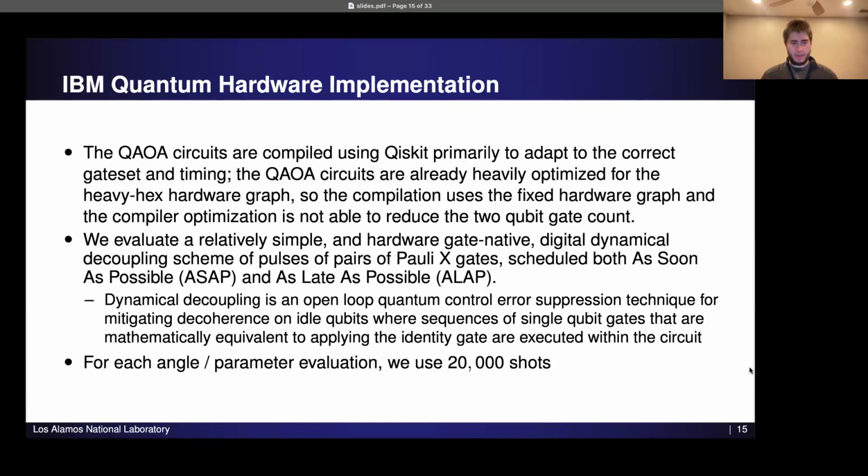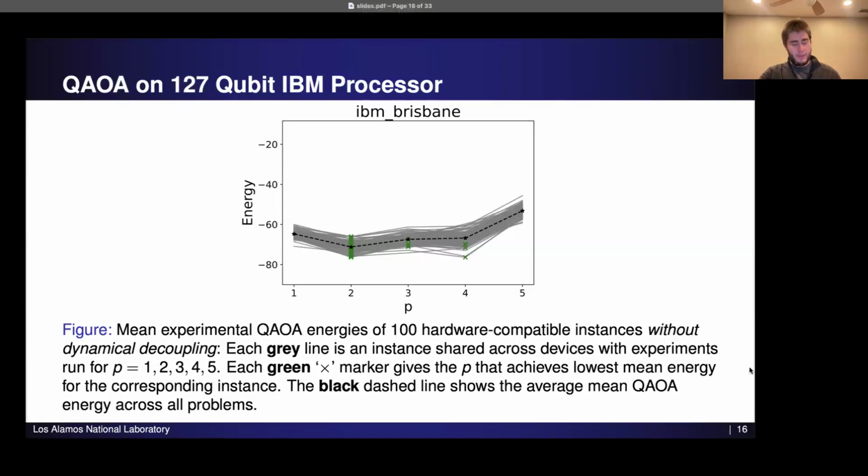Dynamical decoupling is a type of open loop quantum control error suppression technique that can mitigate some types of error, but it depends on the noise profile on the device. And for each angle and parameter combination, we use 20,000 shots. So most of the plots that I'll show are showing mean distributions, and keep in mind that that's out of 20,000 shots. So these are pretty robust statistics.